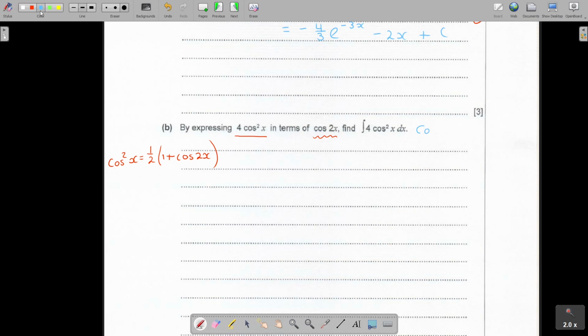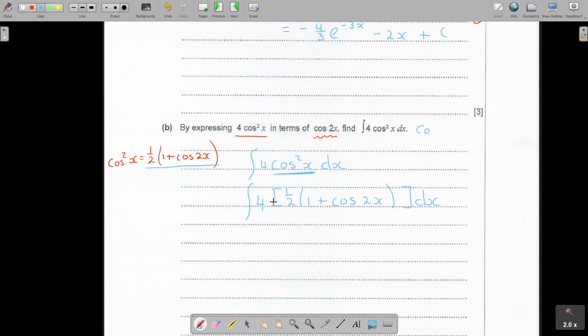So let's start with the question. I'm starting with the question. I say 4 cos squared x dx. Now remember, it's 4, so I can only replace this. Okay, but it's fine. And now I'm going to replace it. So 4, and I replace that. So I'm saying a half, 1 plus cos 2x, and then I say dx.